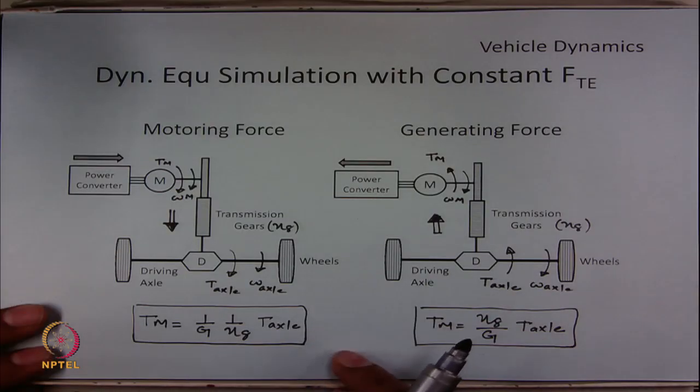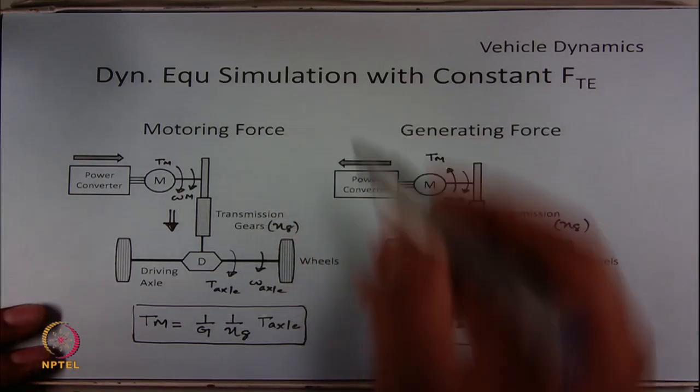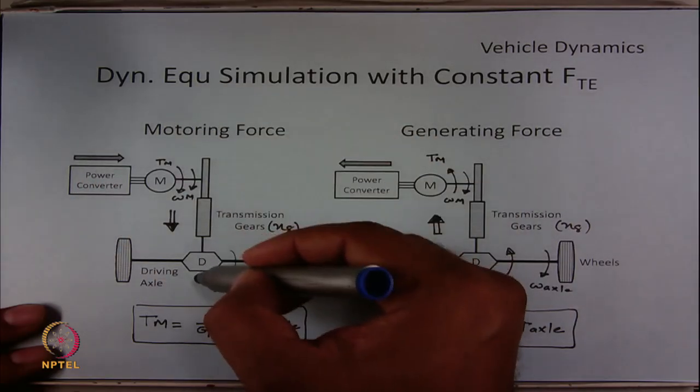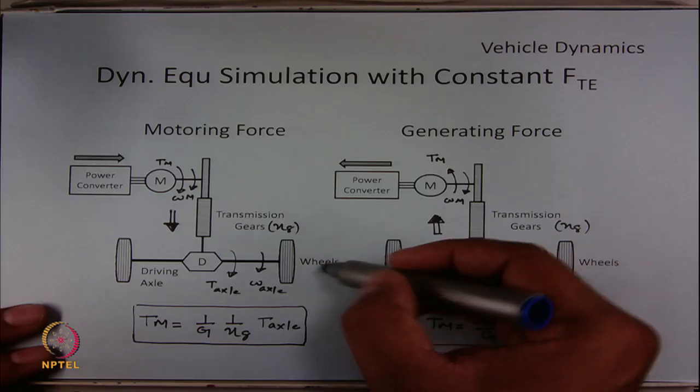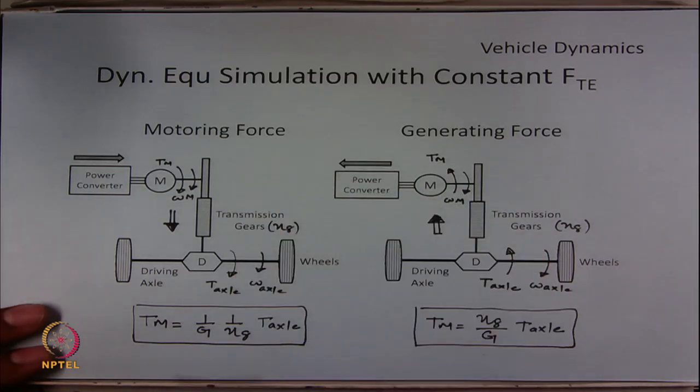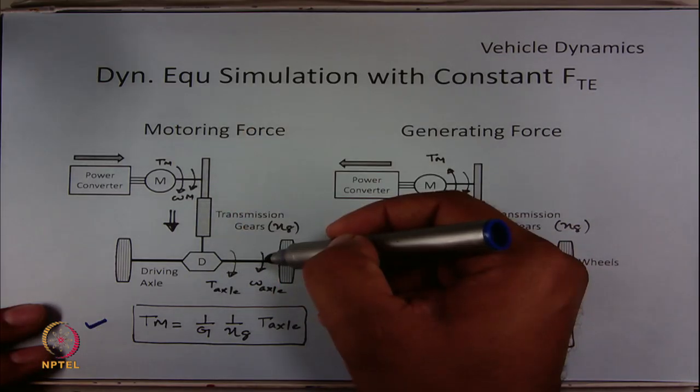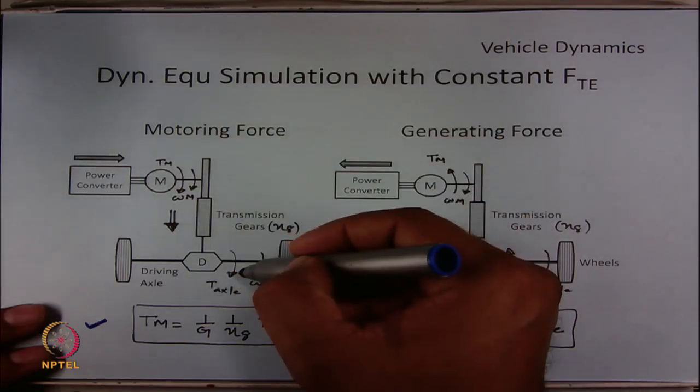So, there is another thing which we have missed in the previous discussion, is that during motoring operation, the power flow happens from motor to the driving axle to the wheel using gears. So, equation of T motor is T motor equal to 1 by G, 1 by efficiency of G, into T axle. So, the motor torque is greater than T axle torque because the power flow is happening from motor towards wheel.